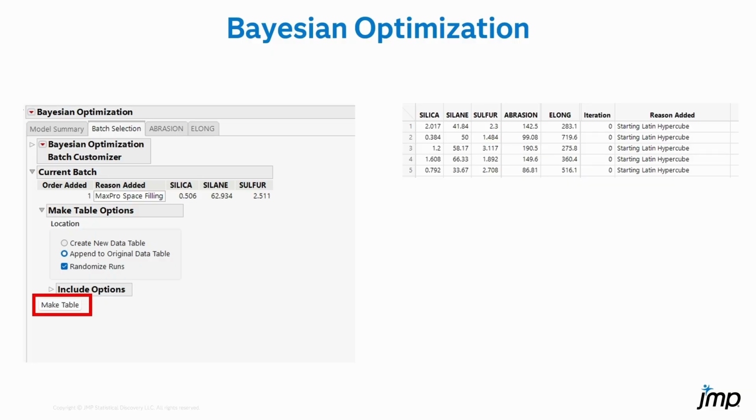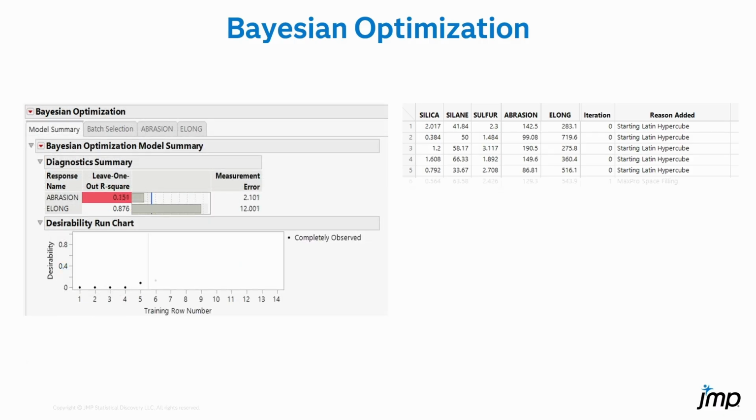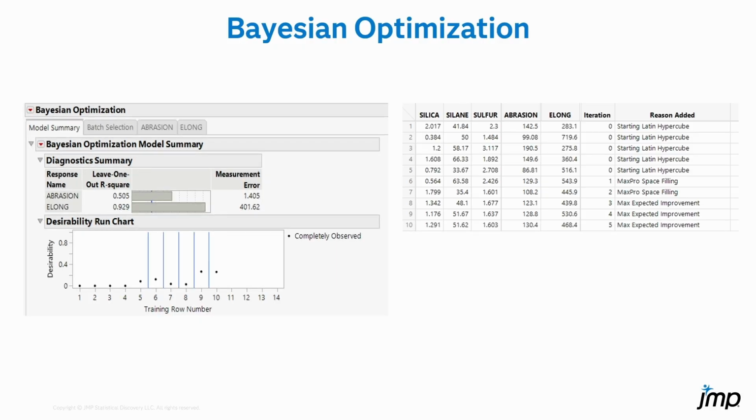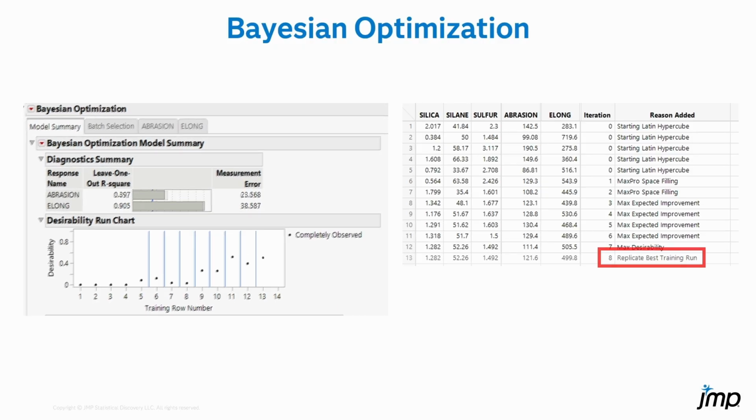The platform automatically recommends a space filling run to improve the model fit. We can save the recommended run and proceed. When we get the response for that new run, we find that it improves model fit and also has superior response values. I'll quickly go through the next few iterations, but as we go, watch the run chart that tracks our progress. The platform starts replicating at the 13th run. This indicates that we have solved the optimization problem in 7 fewer runs than the original data set.